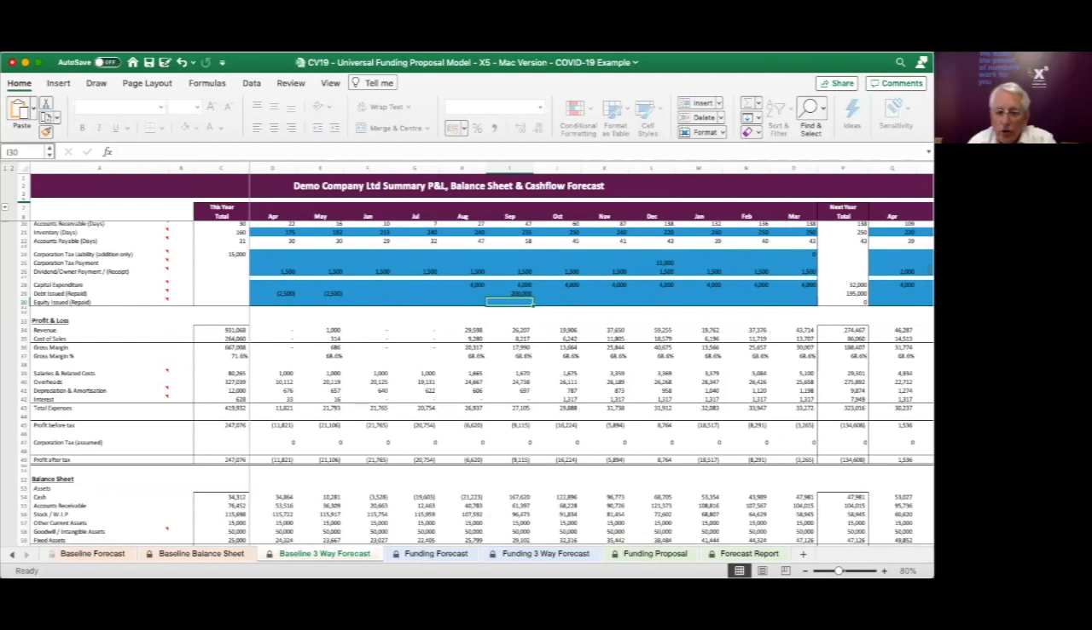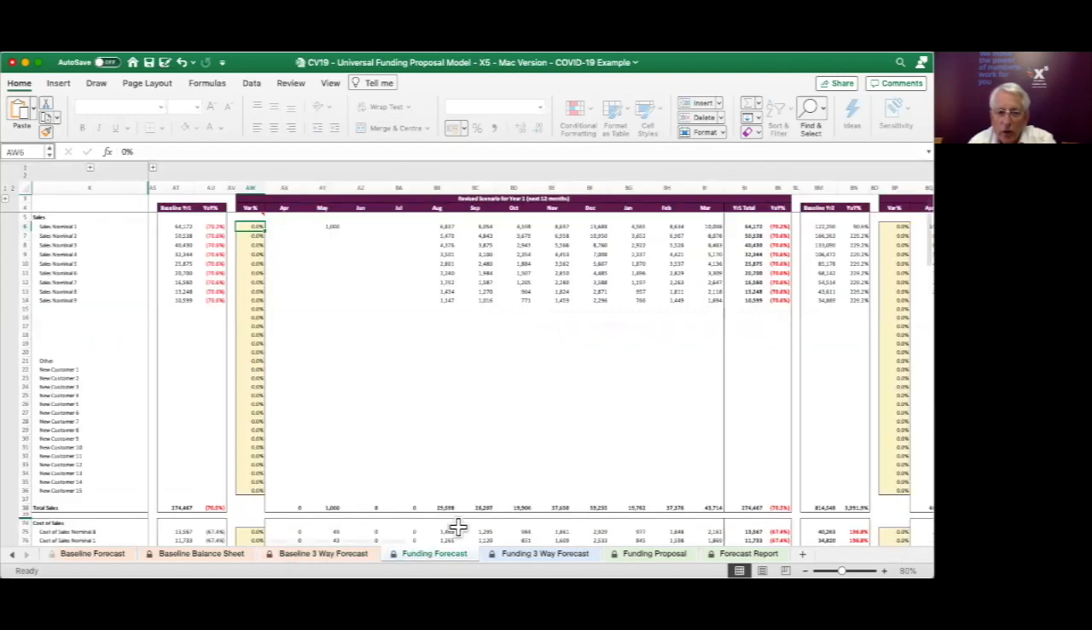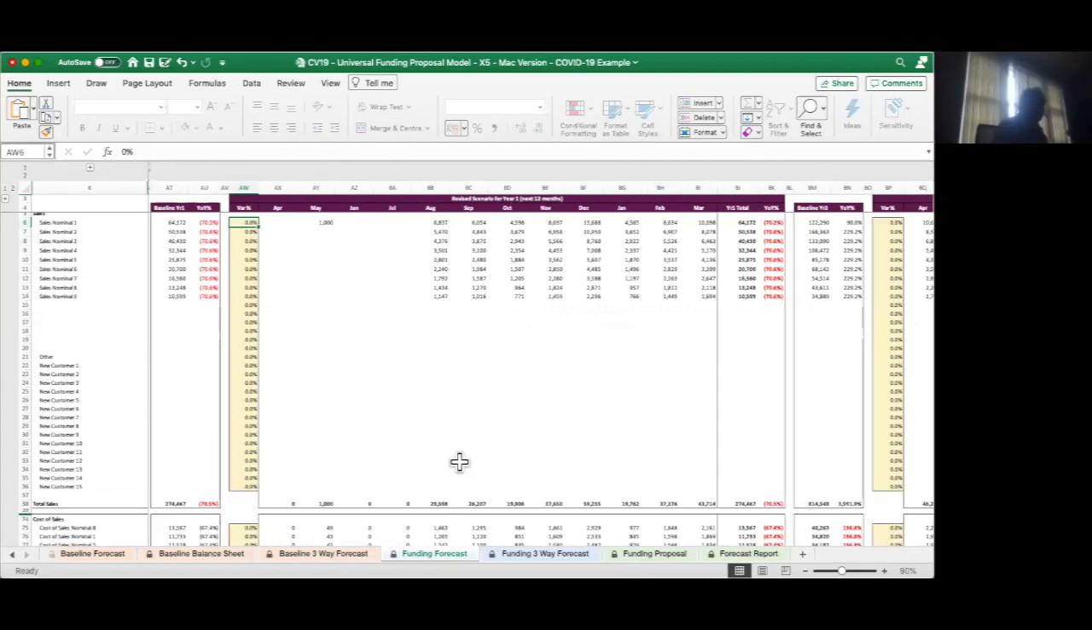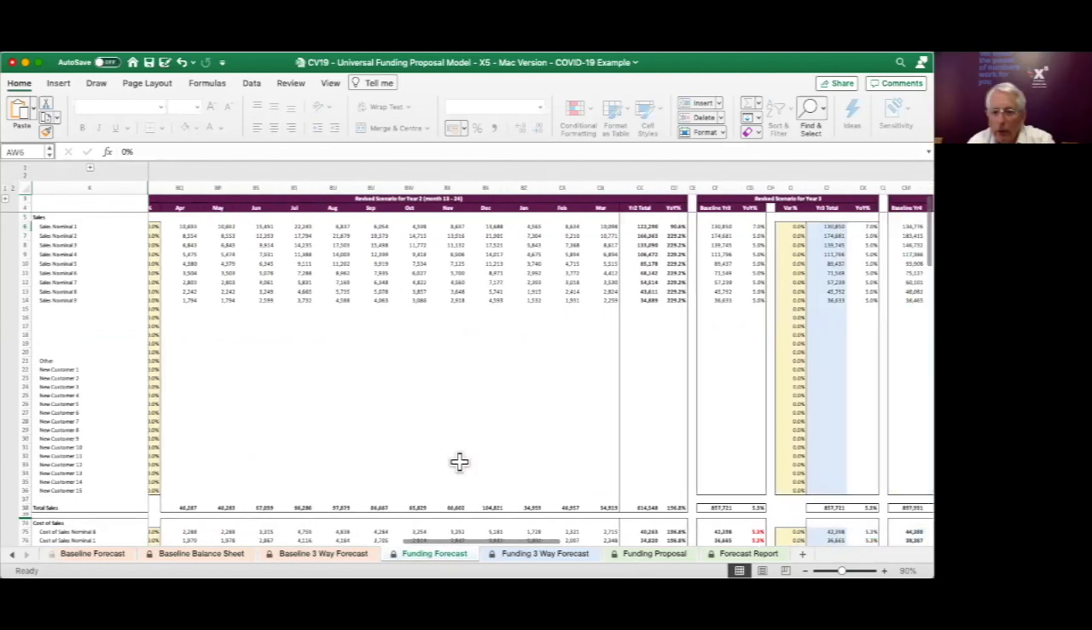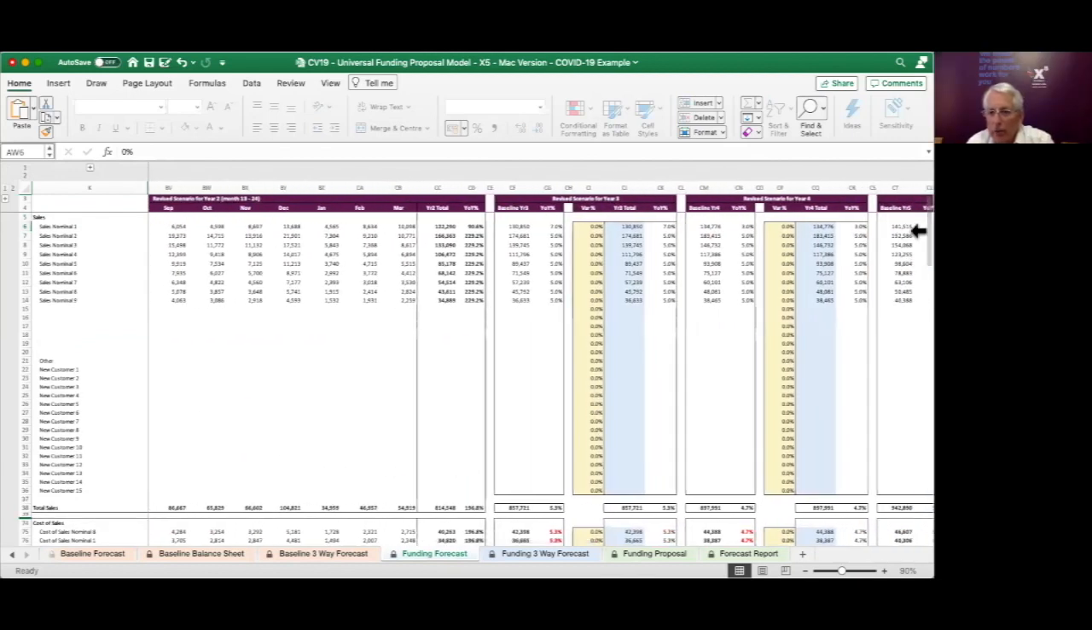So these two tabs, the funding forecast and funding, are just another variation, where the figures might change as a result of having the money, and so it allows you to go in and change them. You say, well, actually, if I can have the cash, my sales are going to pick up much more quickly in year 4 and year 5, so I'm going to put in a 10% increase or whatever. The funding forecast and the funding three-way forecast just show the changes of actually having the money in the model, if you choose to.